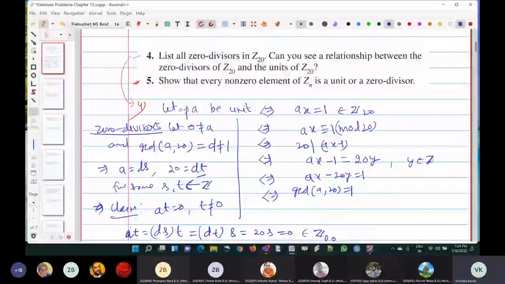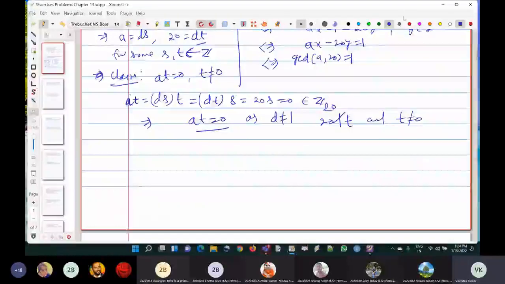Question number 5 says to show that every non-zero element of Zn is a unit or a zero divisor. I think you can do it, because the proof will be similar to this.